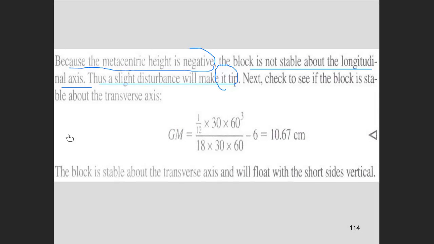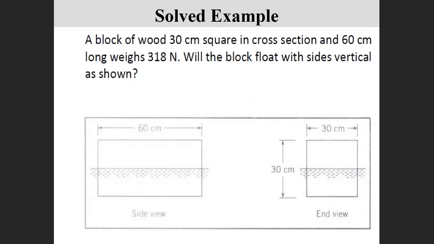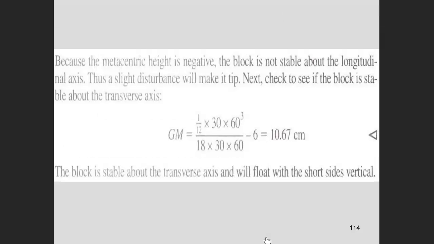Fall. Okay? Now, the question is also to examine will the block float with side verticals as shown? What if you put it on the other side? Right? So he wanted to examine what? Next, check if the block is stable above the transverse axis. Doctor, change the second moment of inertia, change the orientation of the box. Rather than 30 vertical, put 30 horizontal.